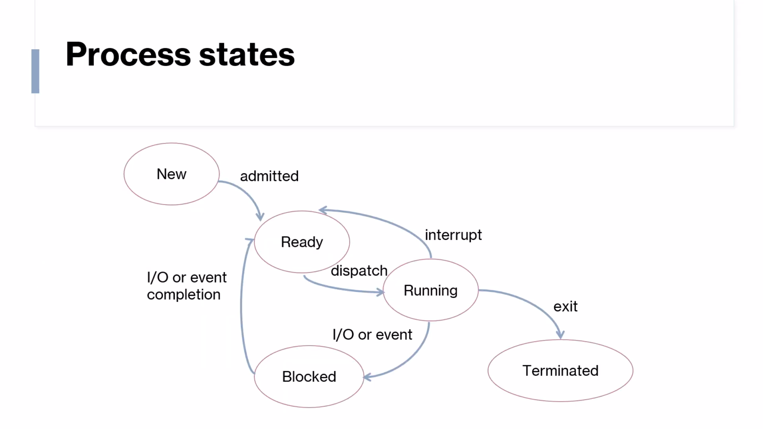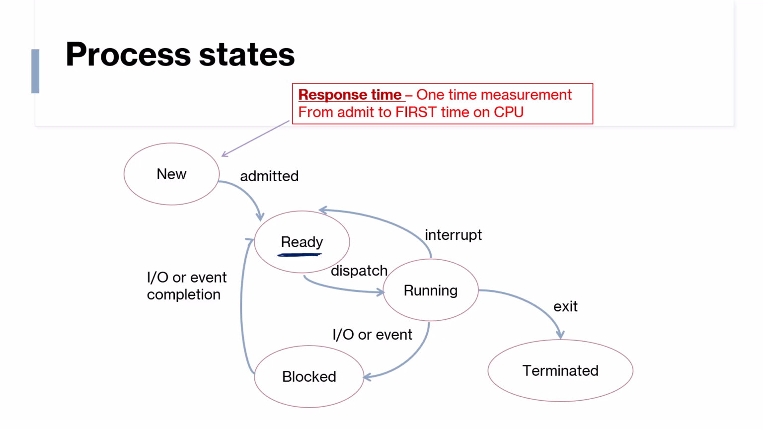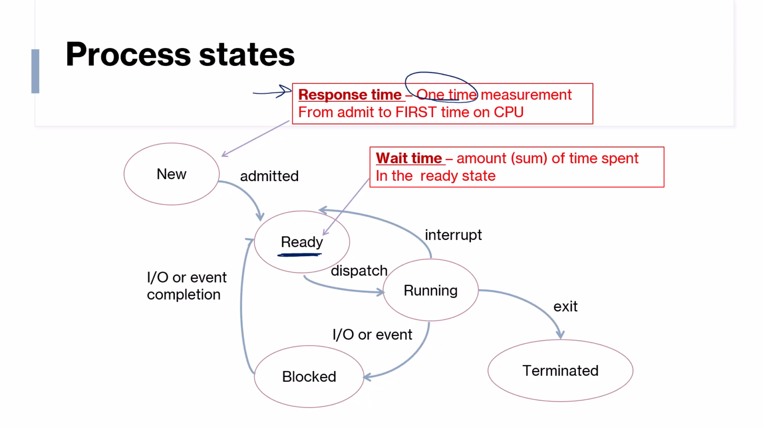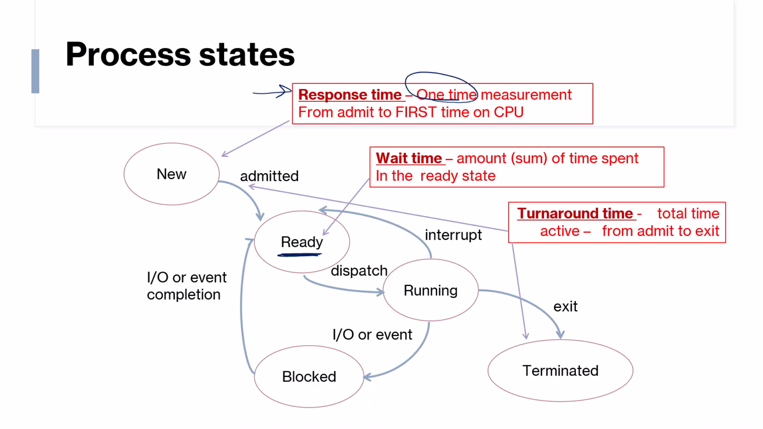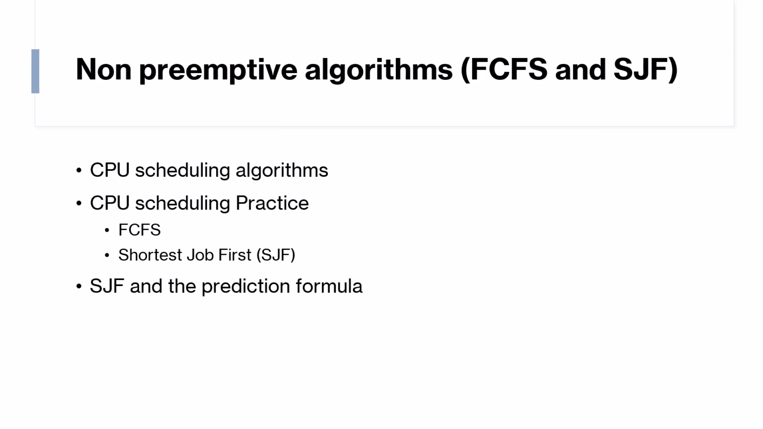Remember that the ready state is where waiting time is accumulated. Also, just to remind you how often the CPU scheduler is working: every time a new process gets admitted or an interrupt happens or an event is completed, the CPU scheduler is always working. Remember that the response time is only a one-time measurement. From the time it gets admitted to the first time in the ready queue, the response time is the first measure of waiting time. The waiting time is the sum of the time spent in the ready queue, and turnaround time is the total time active in the system. All right, so let's get started.